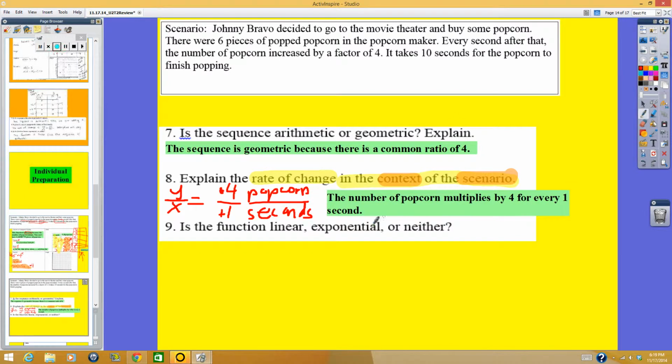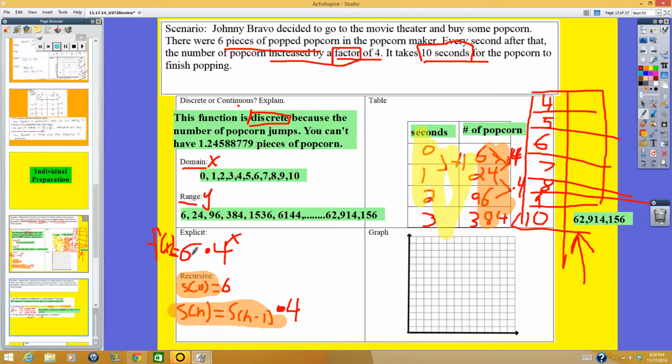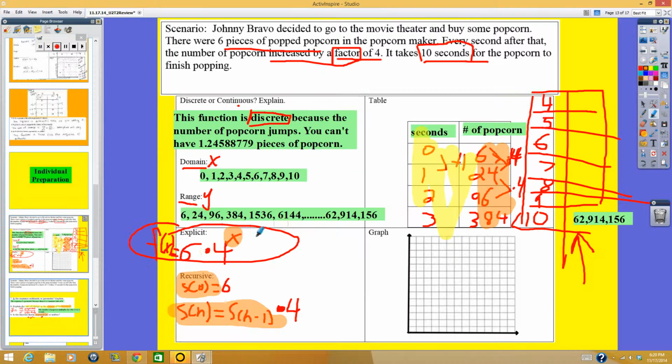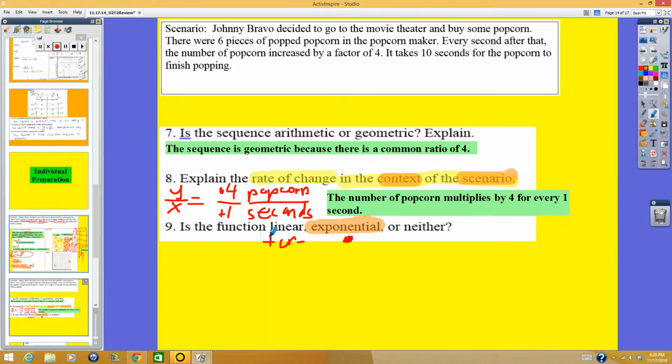Alright? Now, let me think about this. Linear is addition or subtraction. Exponential is multiplication. If I go back and I look at my explicit, there's an exponent. So that lets me know it's exponential. I also see that we identified that it was multiplying, right? So that's another reason why you know it's multiplication.